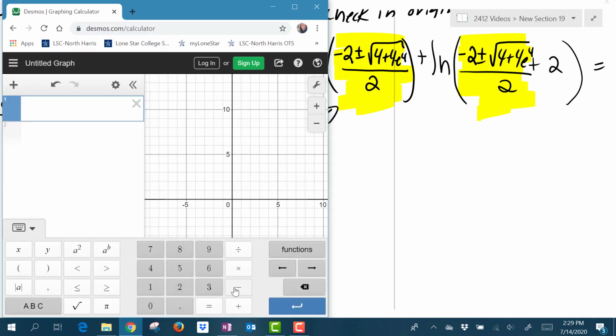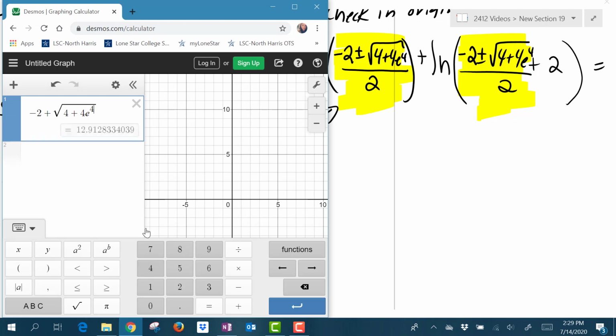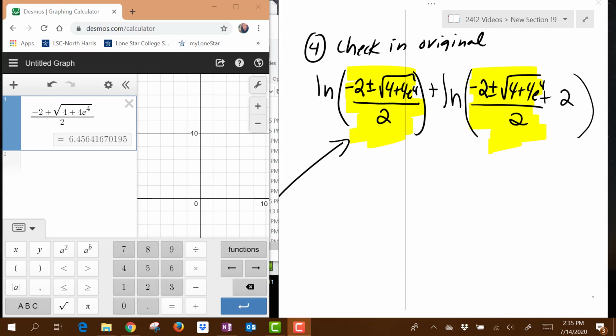Alright, so that's negative 2. Let's do the positive value first. Remember, we do officially have 2 solutions here, so let's check each one separately. So I'm going to do the plus. I'm going to get square root 4 plus 4 times e to the power of 4. I'm going to highlight all of that to make sure I divide all of that by 2. So it looks like the positive sign in between is going to work for both of these.